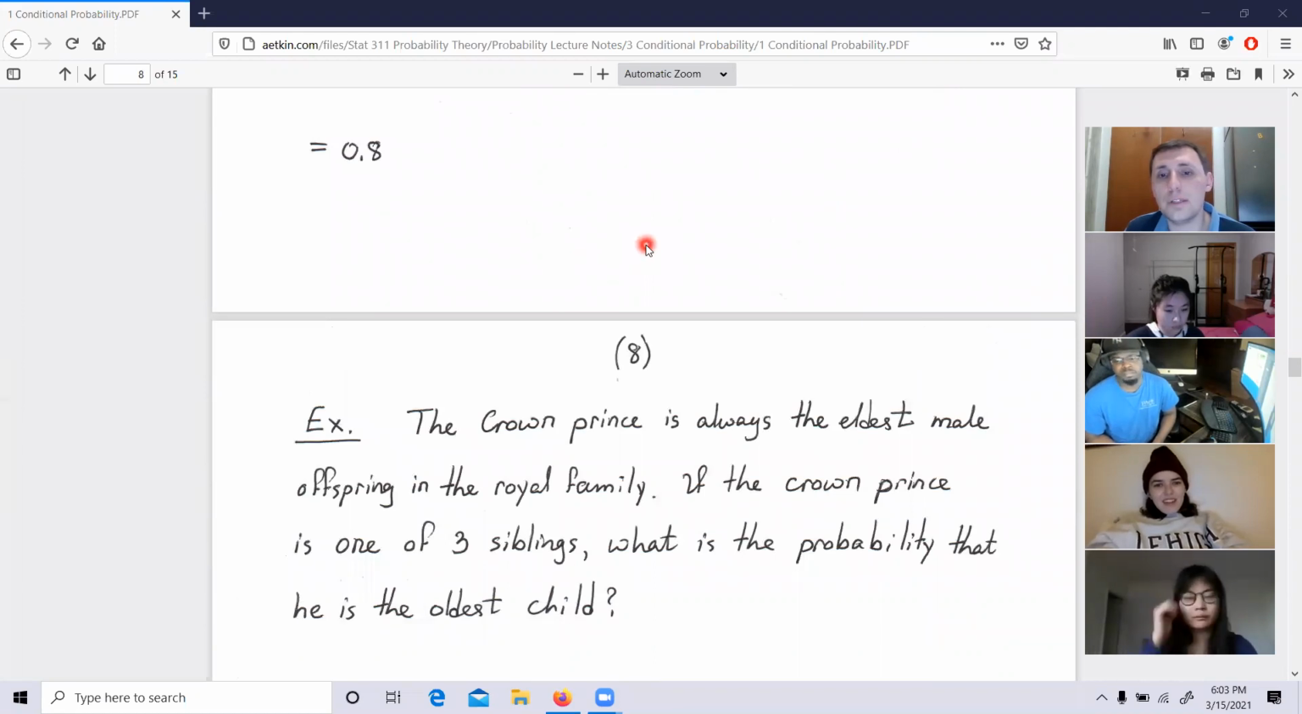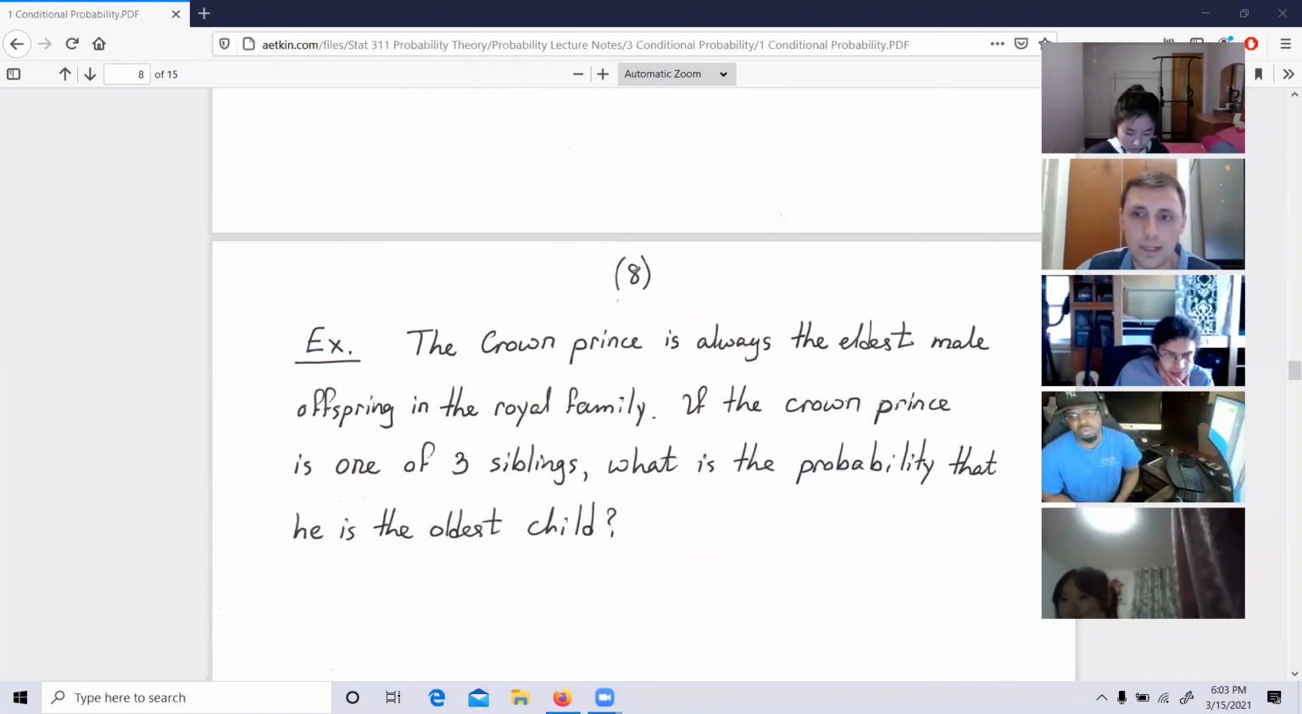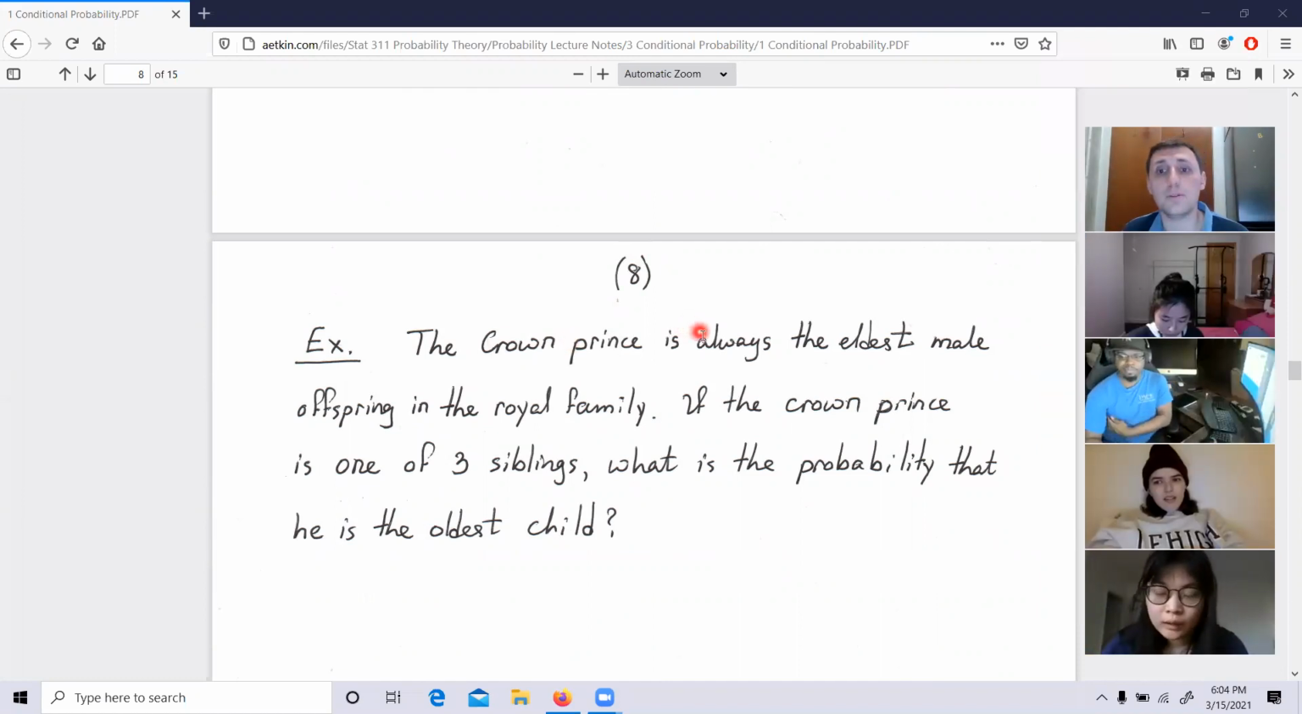The crown prince is always the eldest male offspring in the royal family, which, by the way, is false. I can give you examples. Let's say Nicholas the First was not the oldest in the family when he was made Tsar. And the Decembrist revolution was supposedly about that, nominally. But let's ignore that. Let's suppose that the crown prince is always the eldest male offspring in the royal family.